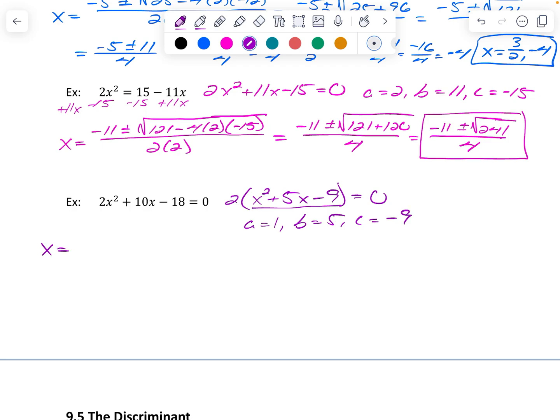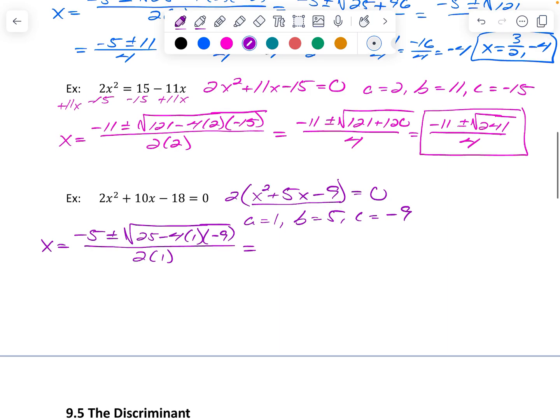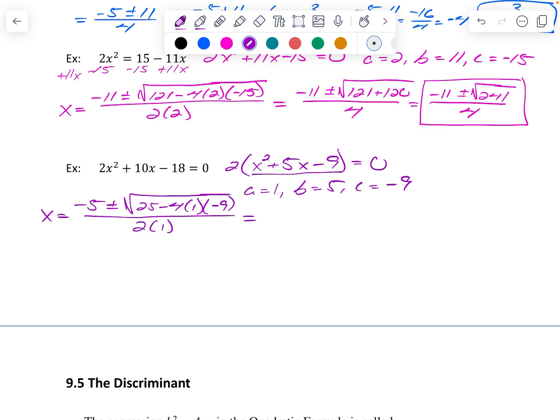So x equals opposite of B plus or minus the square root of b squared minus 4ac all over 2a. Now, had we not factored out the 2, we would have had to simplify more at the end, which is not fun. So factoring out that common factor of 2, you'll see we'll simplify things a lot more, and we don't have to simplify at the end.